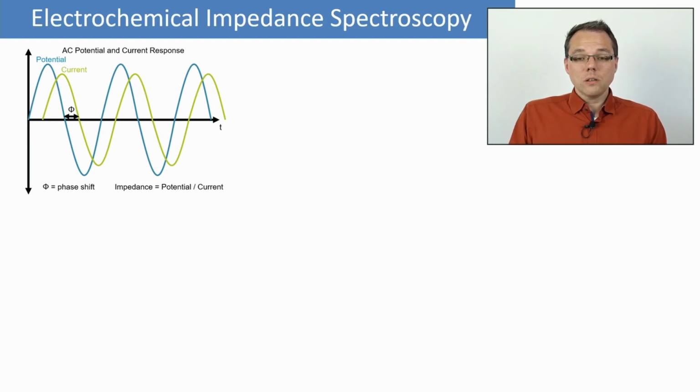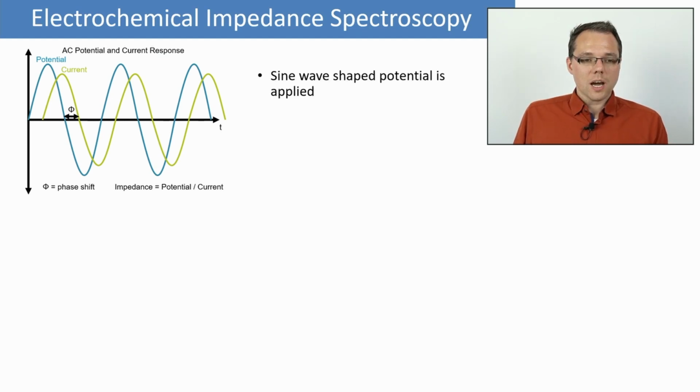Okay, let's have a closer look at electrochemical impedance spectroscopy, because it is a very popular technique, but also a very complex one, so some people might struggle with it. What we do is we apply a potential wave, a sine wave, and then we measure the current response.